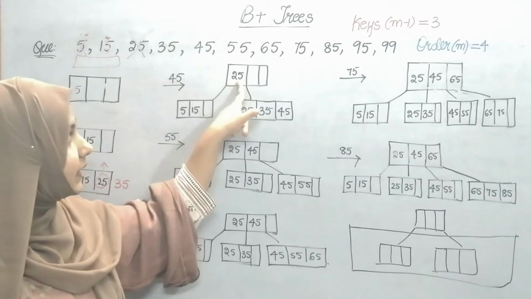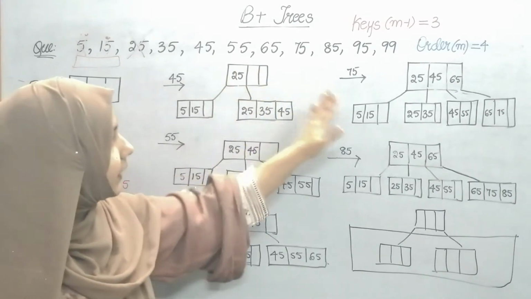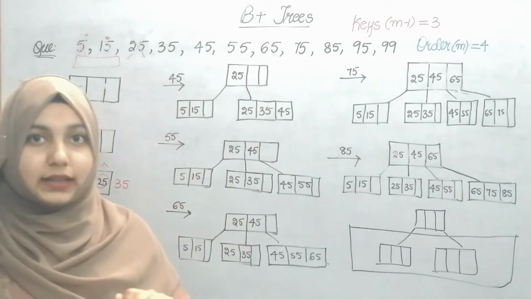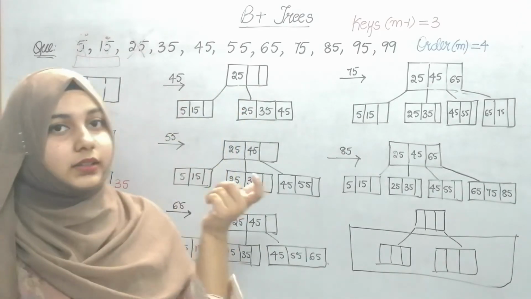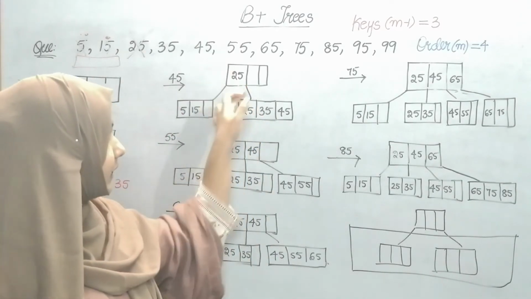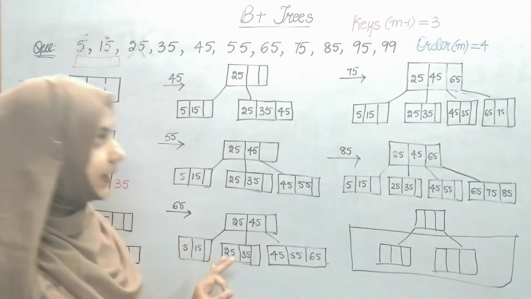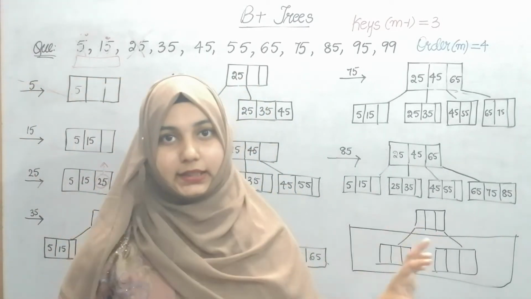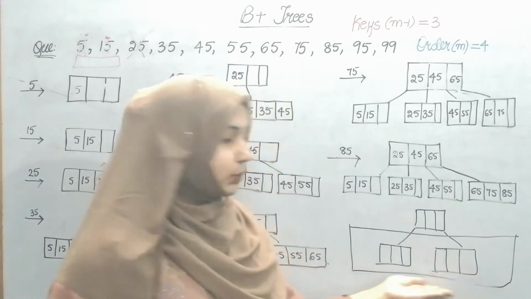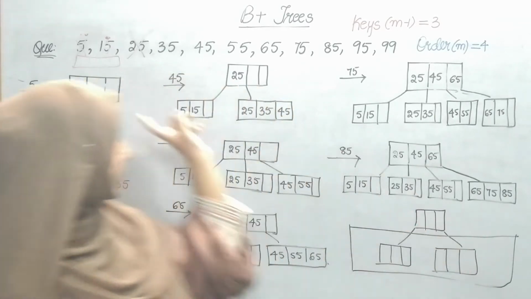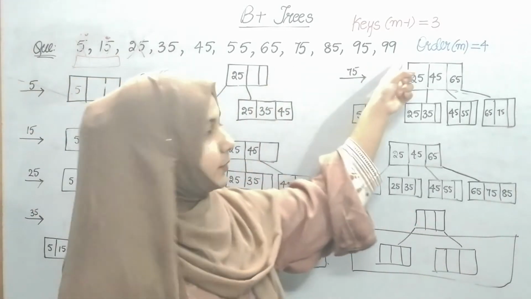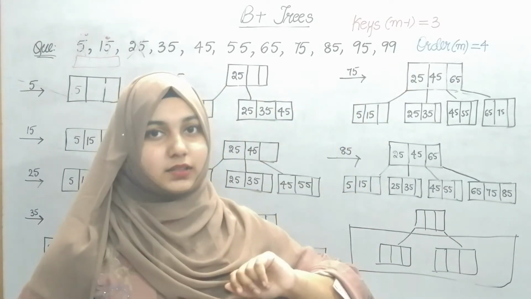We know 45 is greater than 25, so we'll go to the right side. So right side 45, like this. So here you're using 25, these elements, for indexing. Your actual data, the complete data, will be present in the leaf nodes. Here all this data will be present. These all numbers will be present. Whereas in B trees it is not the case.